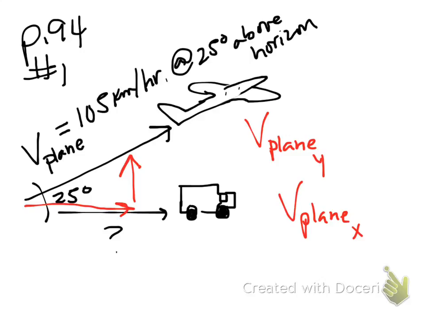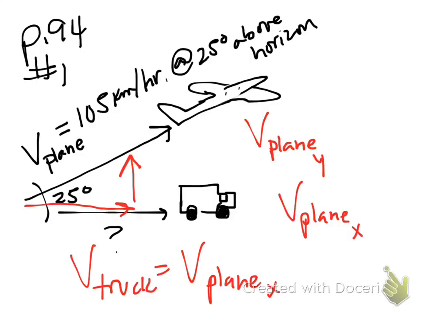Yeah. If it wants to stay directly under that, the velocity of the truck has to equal the velocity of the plane on the x-axis. Do we have a way to find the velocity of the plane on the x-axis? Trig! To the rescue!